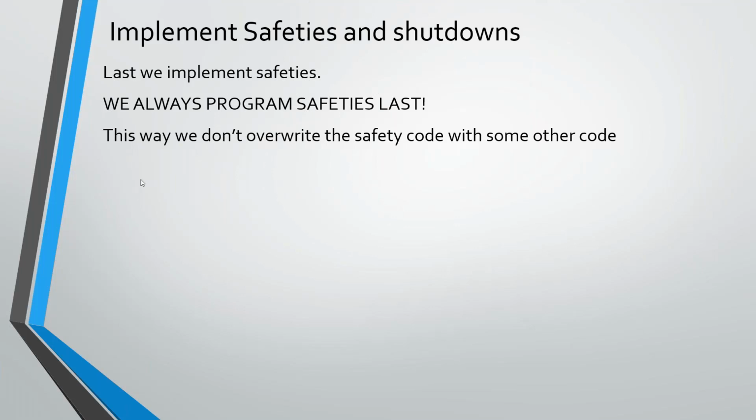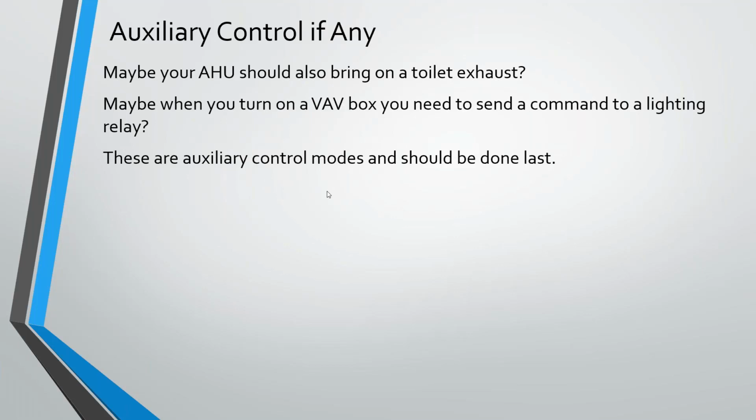And then we got to implement our safeties and shutdowns. We always program these last. This is like, if I had a golden rule, this would be it for programming. I've seen too many times when folks implement a safety at the beginning of the program, and then after the fact, they start programming and they override that safety without even realizing it. So we always want to put in our safeties last.